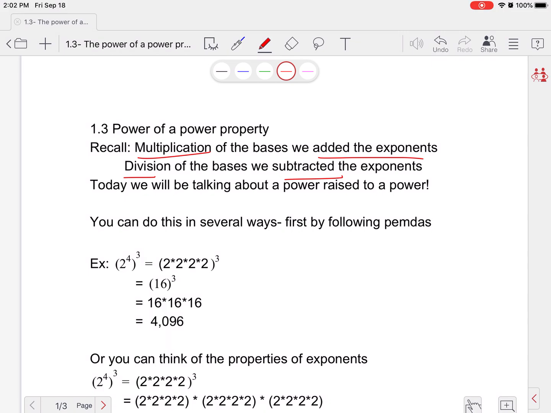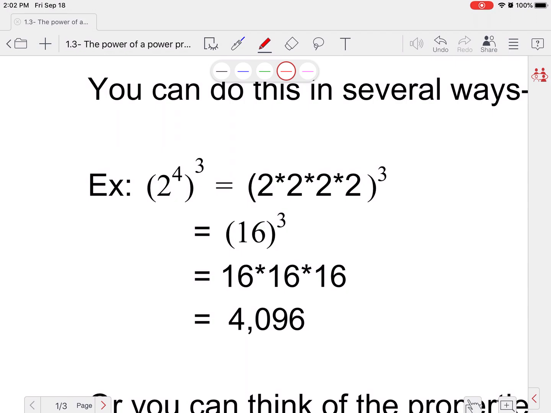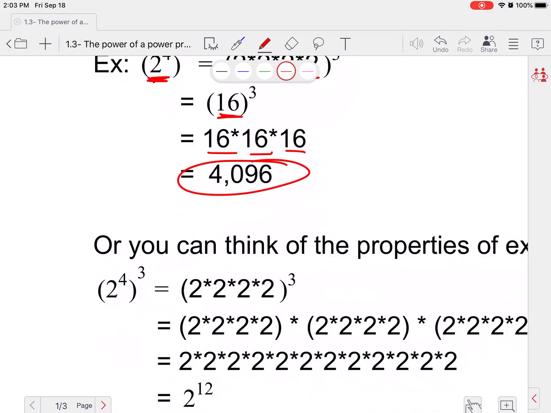And you can do this several ways. So if we have 2 to the 4th to the 3rd power, 2 to the 4th is 2 times 2 times 2 times 2, which we can get to be 16. Then 16 cubed would be 16 times 16 times 16, which in the calculator is 4,096. Or we can do it this way.